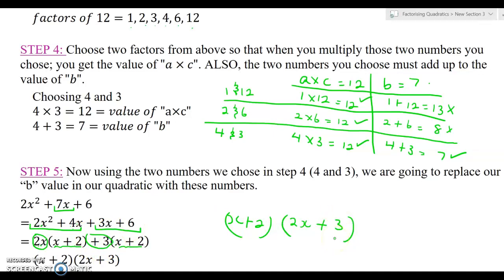If you want to double check again, as I said, expand your two brackets, and you would get back the original quadratic, which is 2x squared plus 7x plus 6. Again, it's all about practice, right? You could pause the video, try the questions on your own at different points, and then play when you want the answer. So I'll see you in my next video.